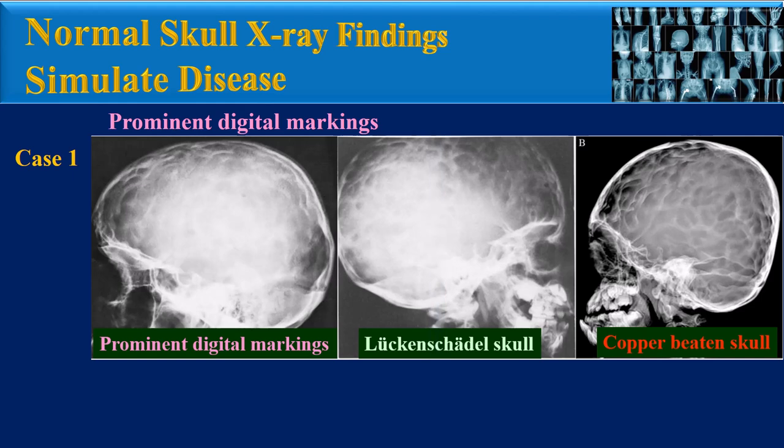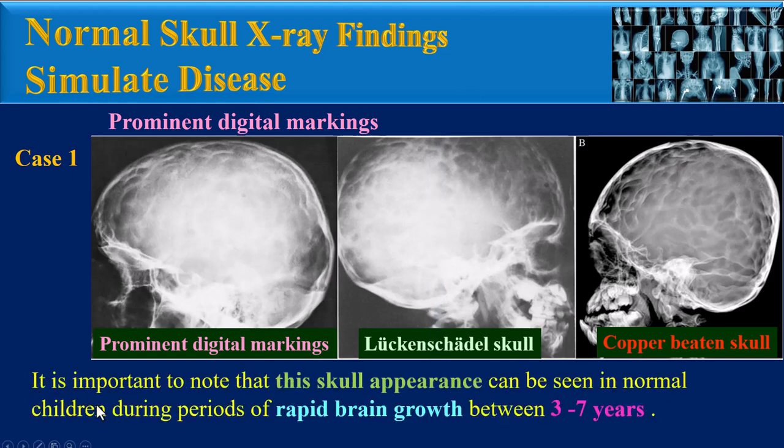As you can see, these three entities are similar to each other, but it's important to note that this skull appearance can be seen in normal children during periods of rapid brain growth between 3 and 7 years old.